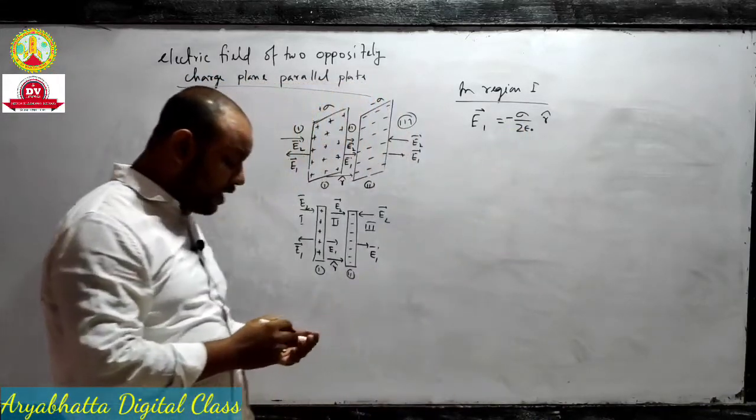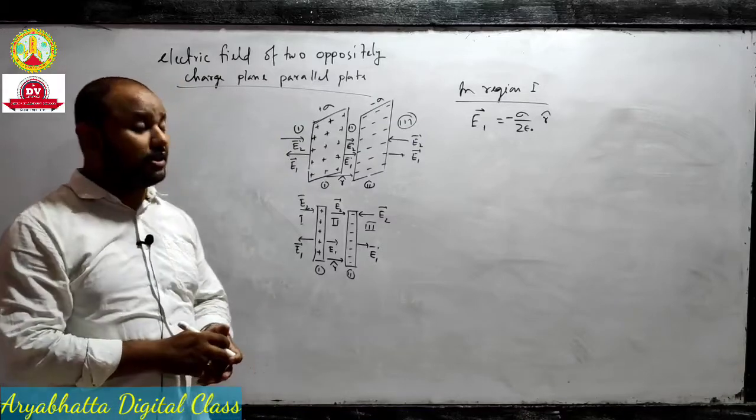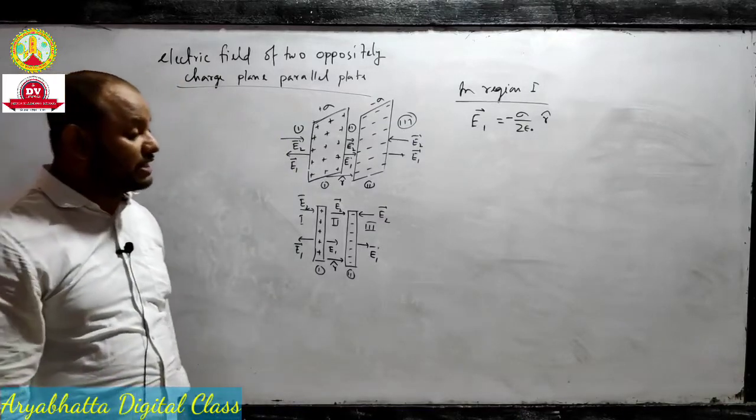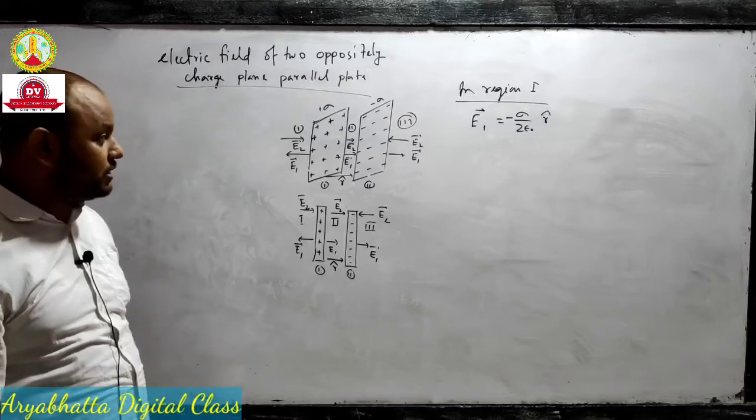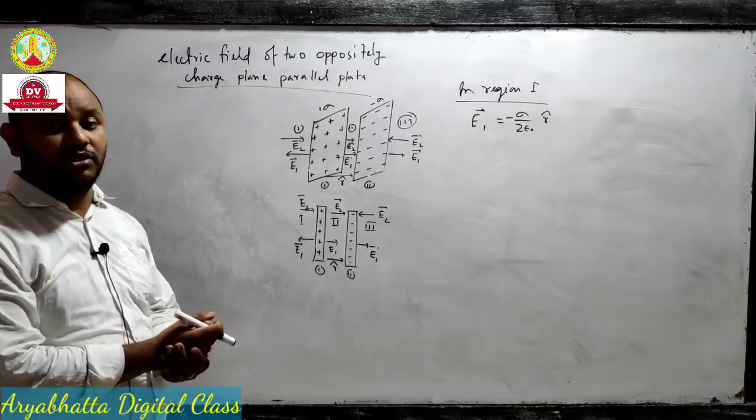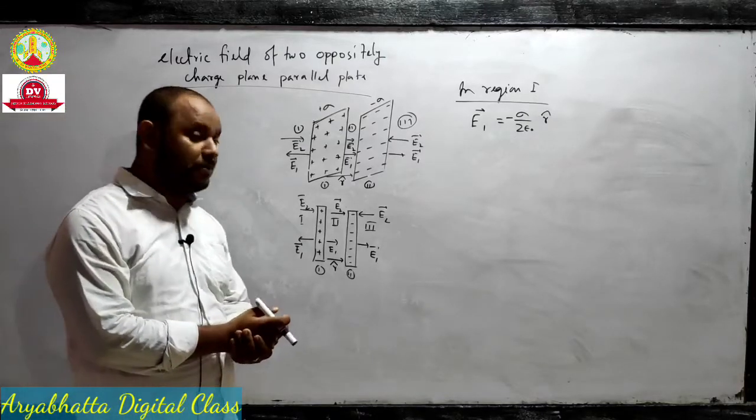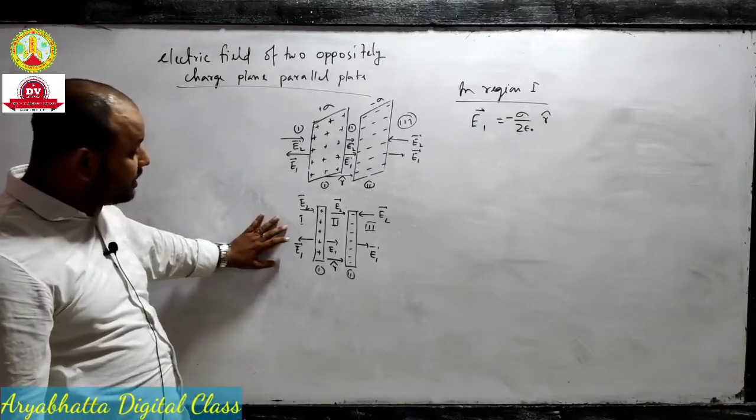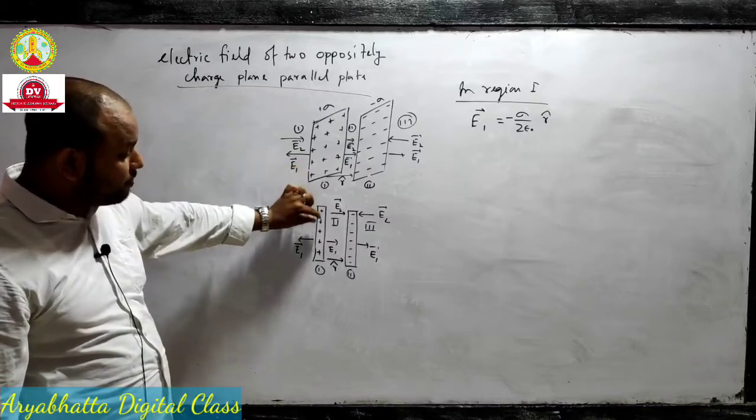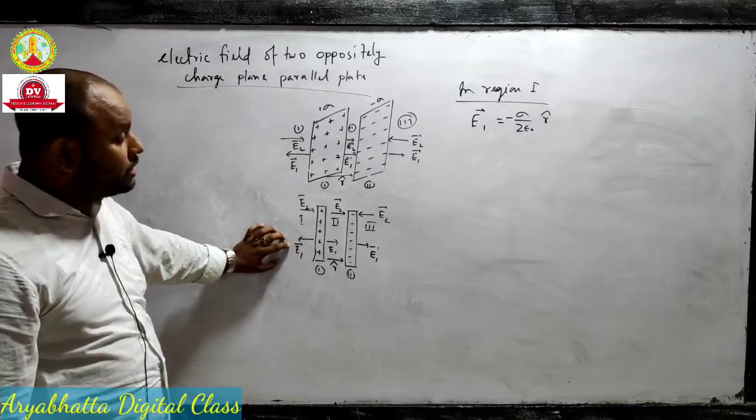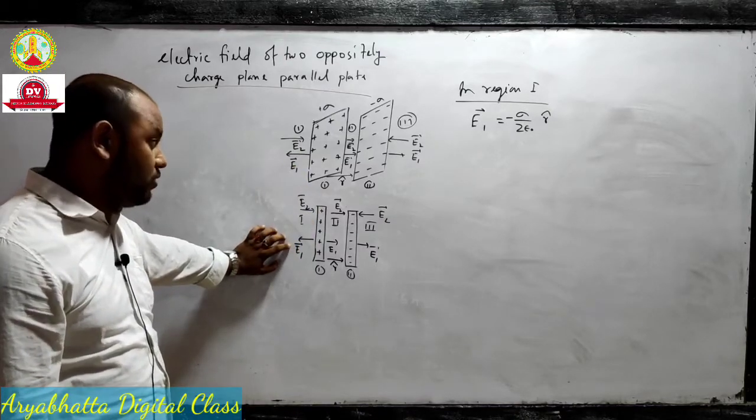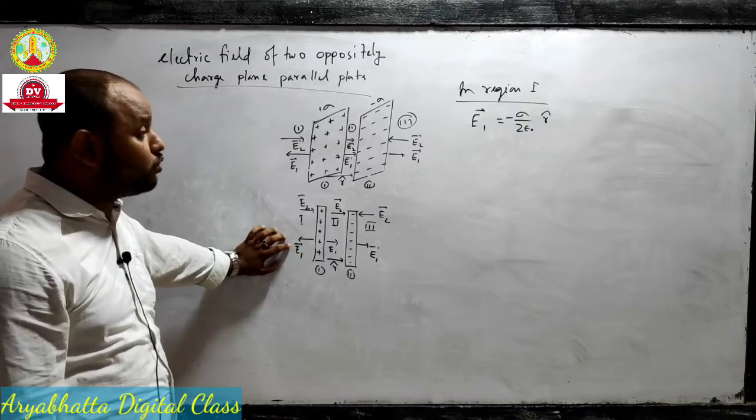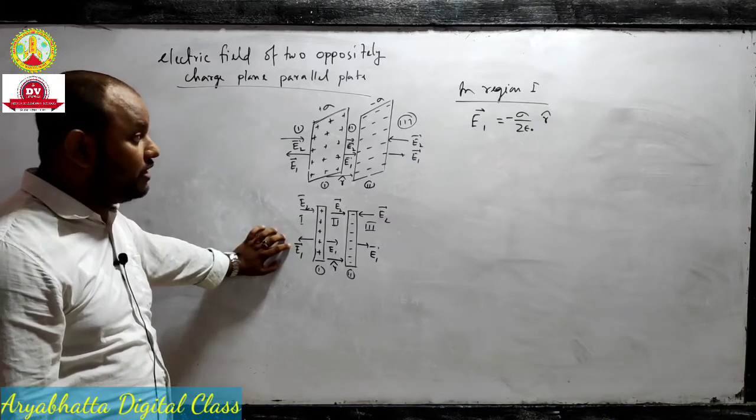Okay, what is E1? E1 is the electric field due to the positive plane sheet. Due to a plane sheet, and we know that electric field due to a plane sheet is how much? It is sigma by twice epsilon naught. Okay, in the region 1, E1 is the electric field due to this positive plane sheet, which will be equal to sigma by twice epsilon naught. This is the magnitude.